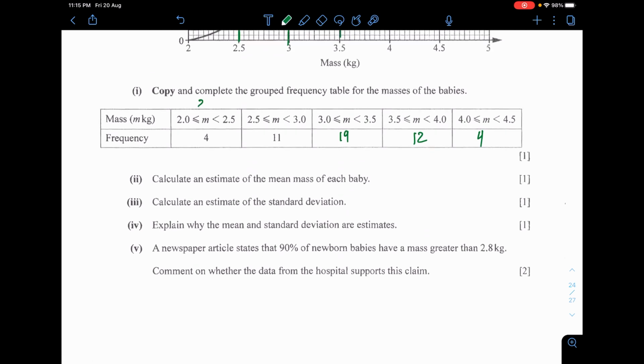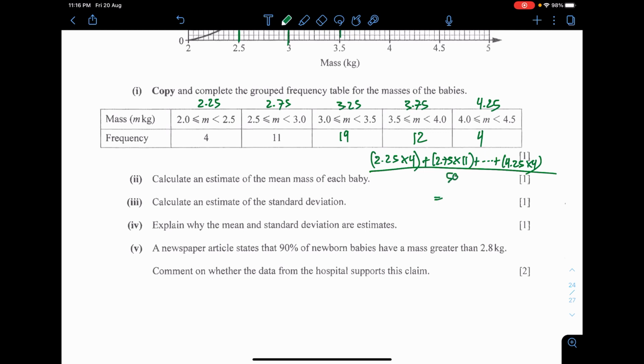So for the mean mass, you need to find the middle of each of the ranges. So you introduce a new number here. This is how you do the estimate of the mean, not exactly the mean, but the estimate. And then you do like how you always do the calculation for the mean: 2.25 multiplied by 4 plus 2.75 multiplied by 11, continue all the way until the last number, 4.25 multiplied by 4, and then divide by 50. To make it quick, the answer is 3.26 kg.